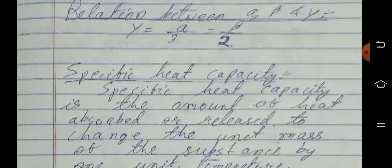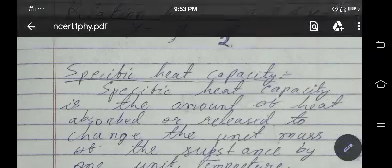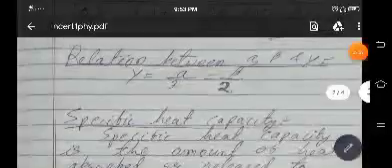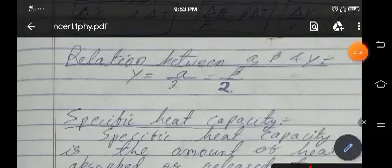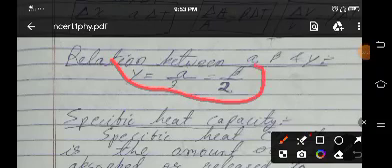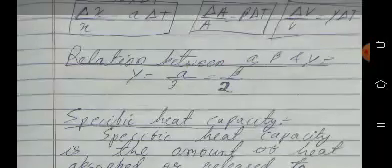Next, guys, we are discussing the relation between alpha, beta, and gamma. We can see that the relation between alpha, beta, and gamma is nothing but gamma by 3 is equal to alpha by 1 is equal to beta by 2. You should note down this point.